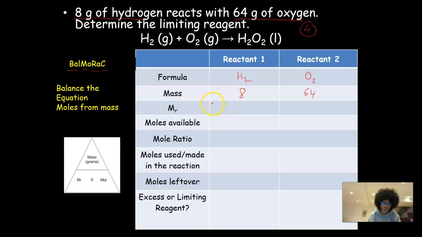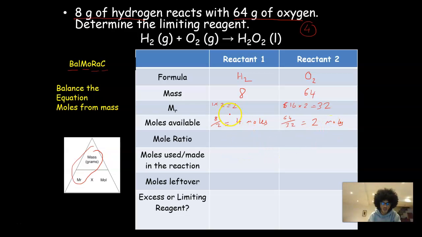The MR for H2, it's 1 times 2, which equals 2. And then for oxygen, it's 16 times 2, which equals 32. Now the next part is to work out the moles available. And if you look at the equation triangle, moles is mass divided by MR. So the mass is 8, the MR is 2, so 8 divided by 2 gives you 4 moles. Over here, the mass is 64, the MR is 32, so that would give us 2 moles.